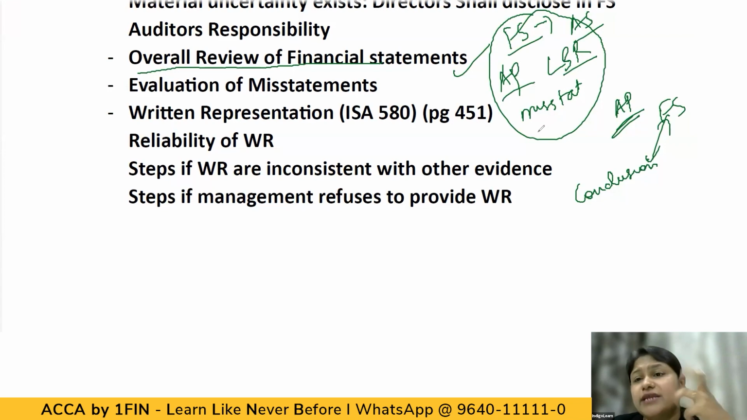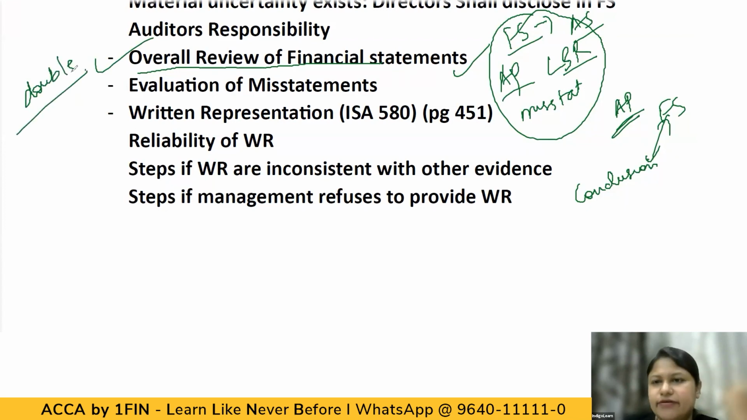Correct? Then also perform analytical procedures to be doubly sure whether what we actually performed, whatever evidences we have obtained, and what really is there in the financial statement is matching or not. So all of this you are going to check. Okay, so you will do an overall review. Overall review is a double check on everything that you have obtained evidences on.